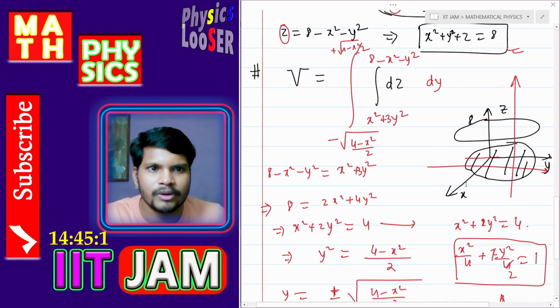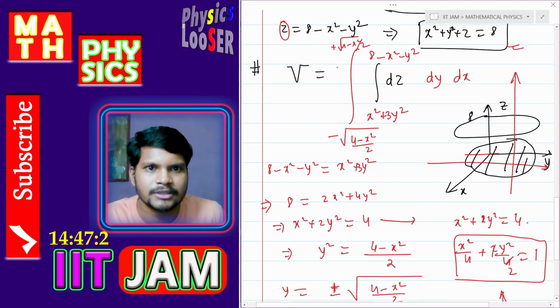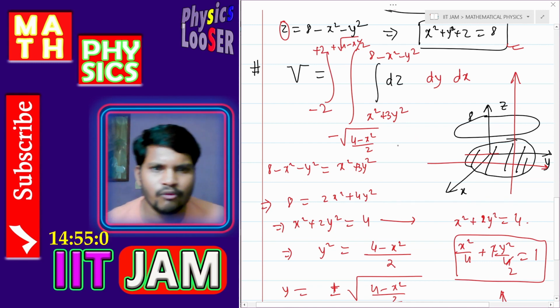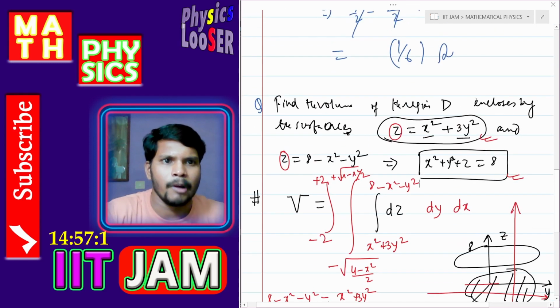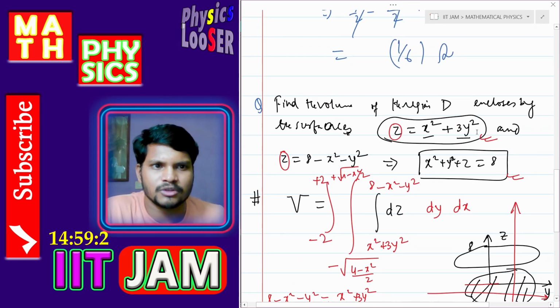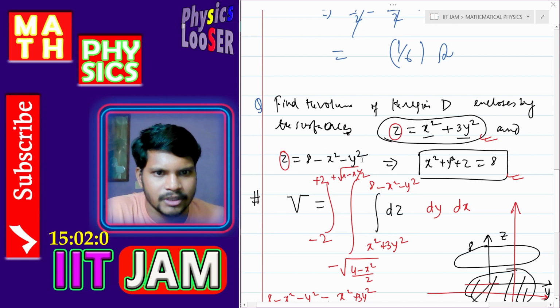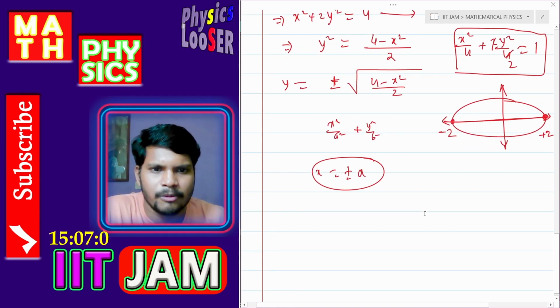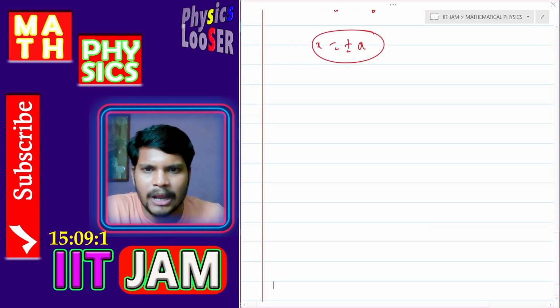So we can just say that the x equation will be dx from minus 2 to plus 2. So after evaluating this one, this will be the total volume of the region bounded by these two surfaces, z is equal to x square plus 3y square and z is equal to 8 minus x square minus y square. So this is the whole concept of doing this type of problems. You don't have to worry too much about how we can solve this type of problems, or this may look very complicated, but in the sense they are not too complicated.